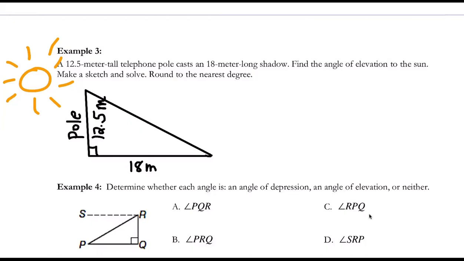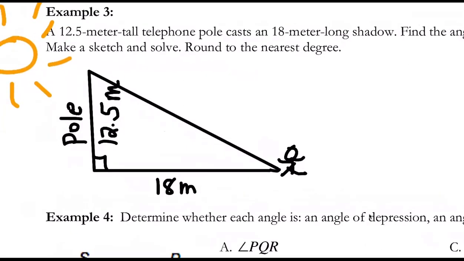Okay, so it says find the angle of elevation to the sun. The angle of elevation to the sun means that you're standing down here looking up at the sun, and it's asking what's the angle that your eyes would pass through if you were looking horizontally and you lifted them up to look at the sun. What is the angle that's formed? Okay, so that angle of elevation is what we're looking for. It's this angle down here.